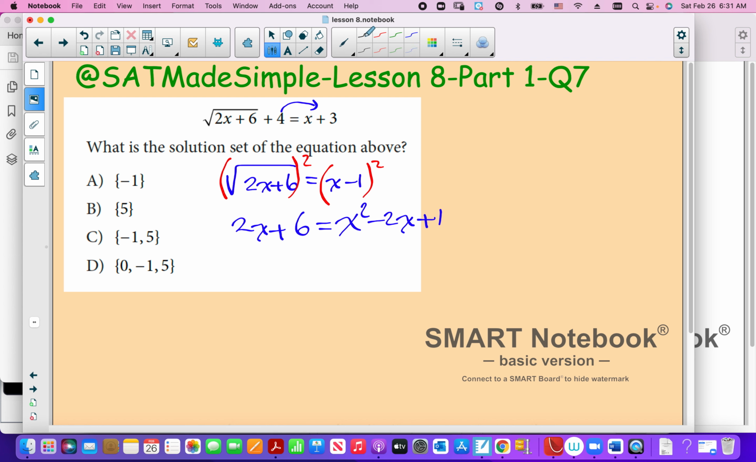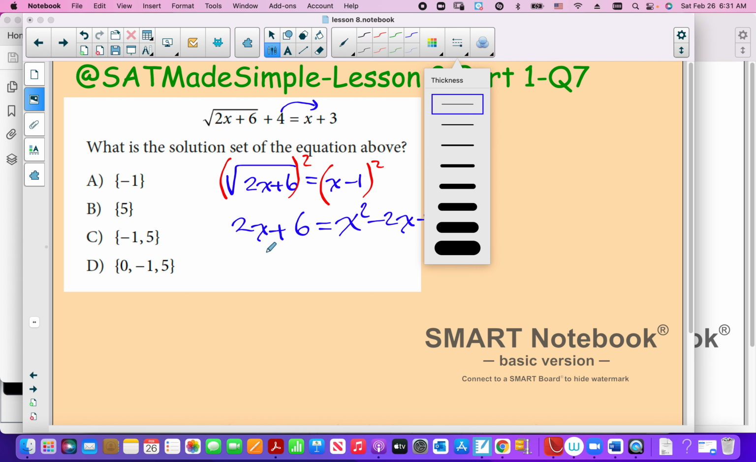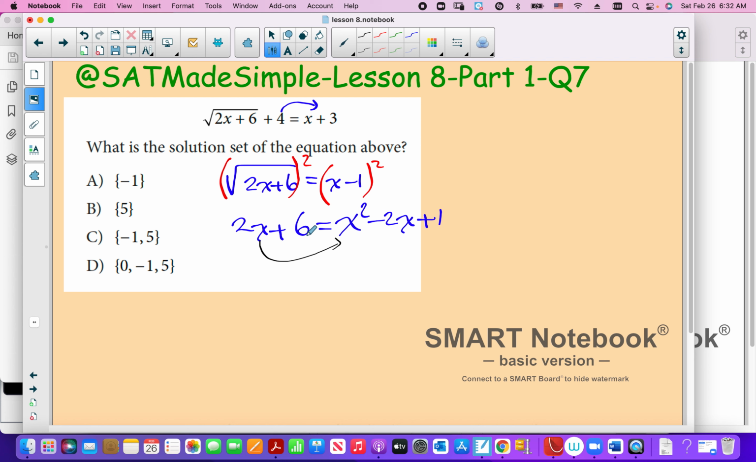Move the left hand side, every term of it, to the right hand side. Every term will change its sign, making the left hand side equal to 0. That will be x squared minus 2x and minus 2x minus 4x, and 1 minus 6 is minus 5.